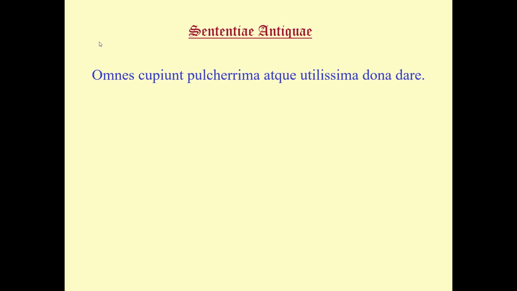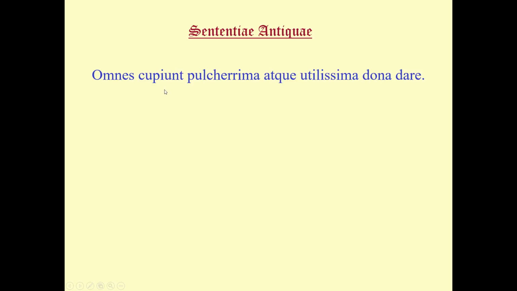These are Latin sentences that I like to give you from time to time. They're from real Roman authors or ancient phrases using words we learned this chapter. Just some real Latin from ancient times to chew on and try to translate. Try to think about how you would translate these, pause it, and then see what I say as the translation. The first one is: omnes cupiunt pulcherrima atque utilissima dona dare.